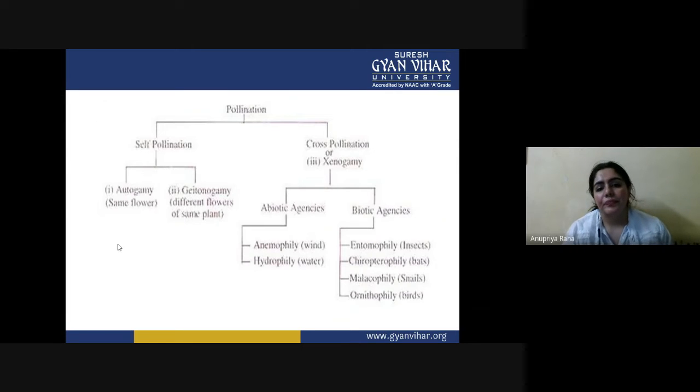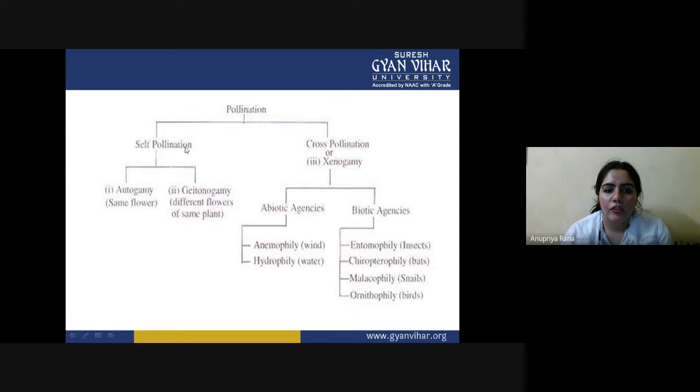Next, there are some classifications on the basis of self-pollination and cross-pollination. You can see here the two broad categories, self-pollination and cross-pollination. Cross-pollination is sometimes also called xenogamy. This is a second name we can use for cross-pollination, that is xenogamy.